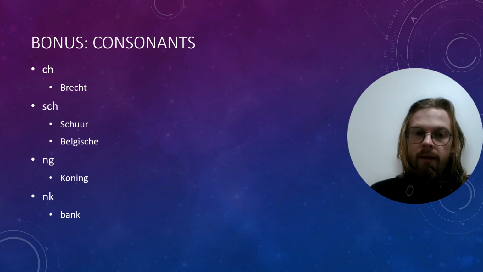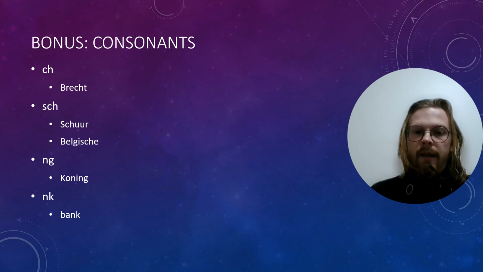As a last slide, a little bonus, there are also consonant combinations. So to start, we can see that the CH would be a G sound, just like the letter J in the alphabet, G. So also here you have to really focus on the spelling and learn these by heart. So we have, for example, the name Brecht.